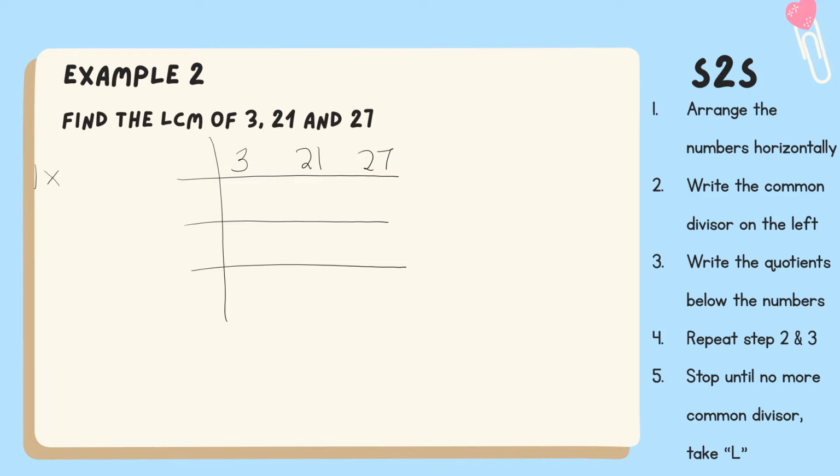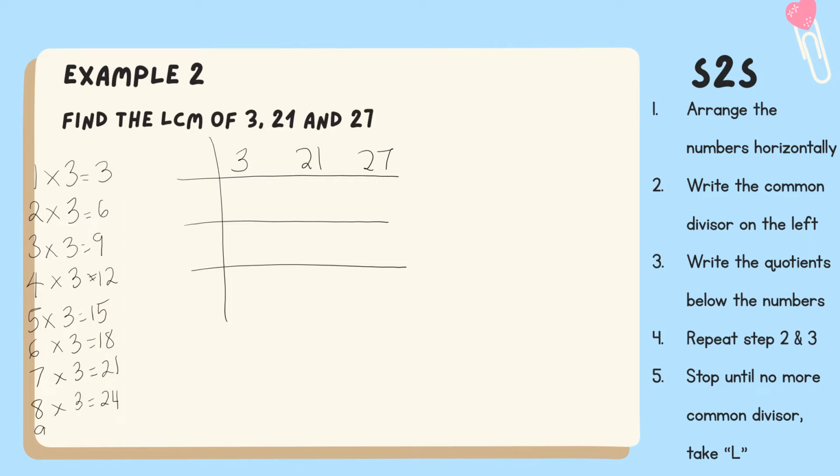So starting with 1 times 3 gives us 3. 2 times 3 is 6. 3 times 3 is 9. 4 times 3 is 12. 5 times 3 is 15. 6 times 3 is 18. 7 times 3 is 21. 8 times 3 is 24. 9 times 3 is 27.